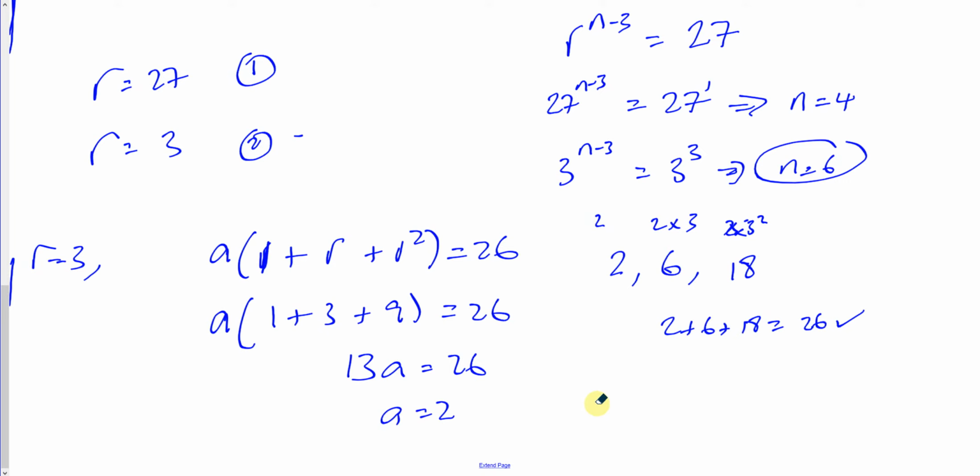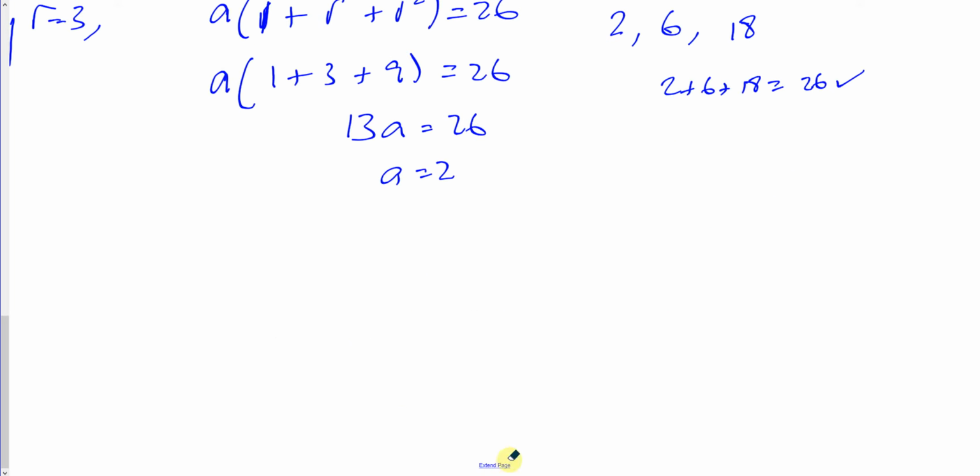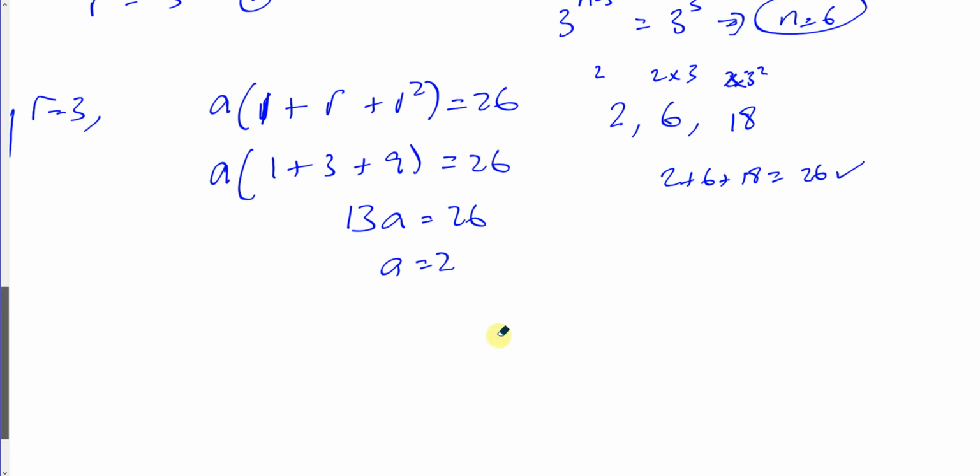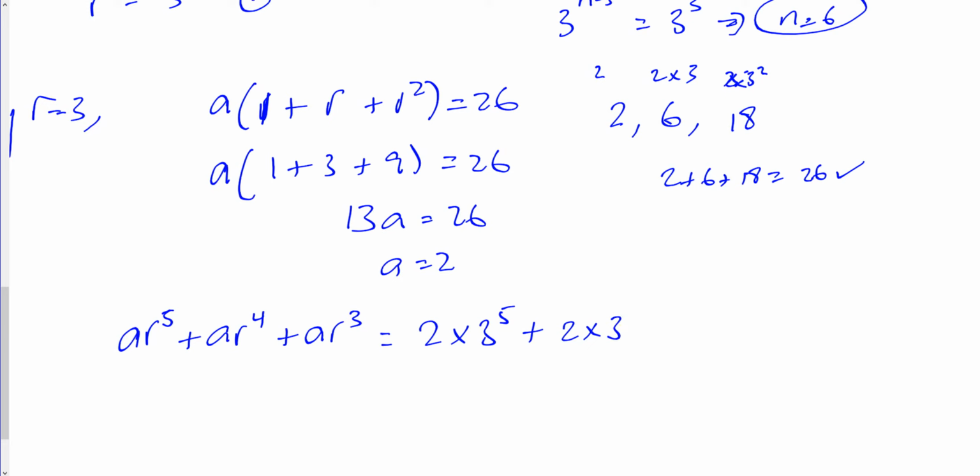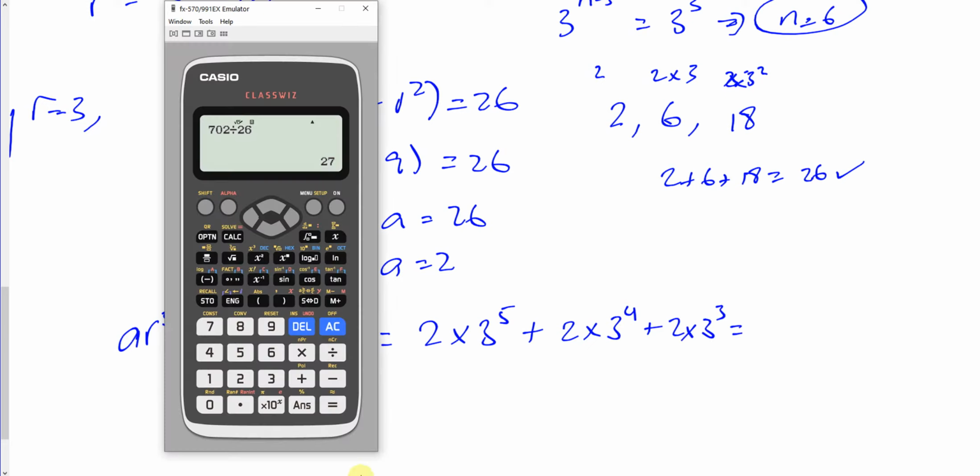So the sixth term would be a r to the power of 5, and the fifth term will be a r to the power of 4. And the term before that, which would be the fourth term, will be a r to the power of 3. And that will give us a, which is 2, times 3 to the power of 5, plus 2 times 3 to the power of 4, plus 2 times 3 to the power of 3. Now let's see what that gives us. It should give us 702, which was the sum of the last three terms.